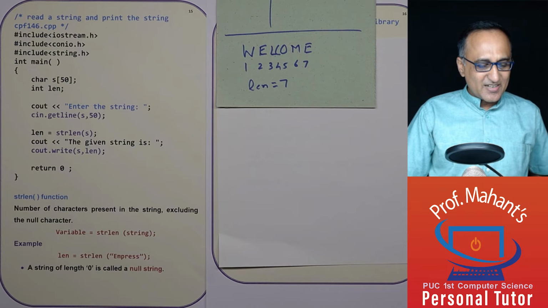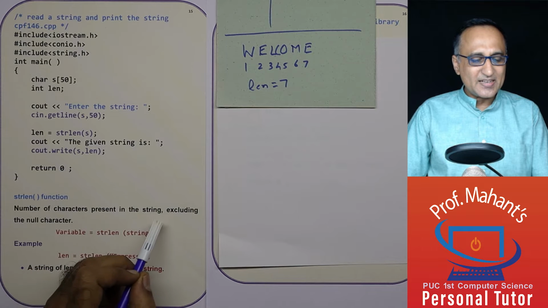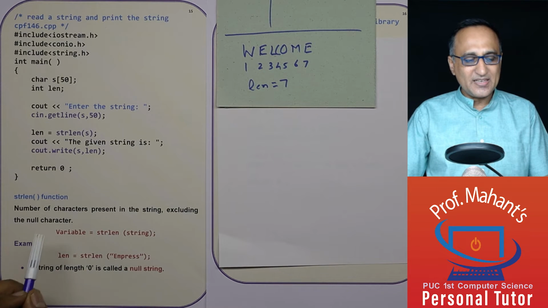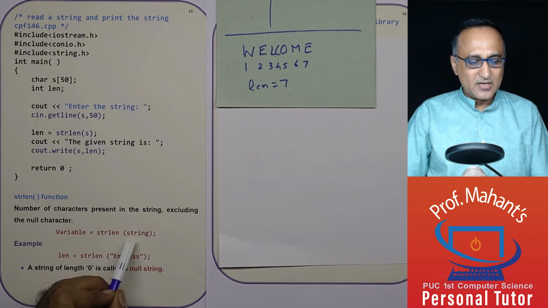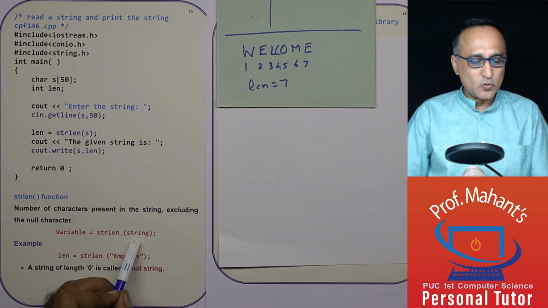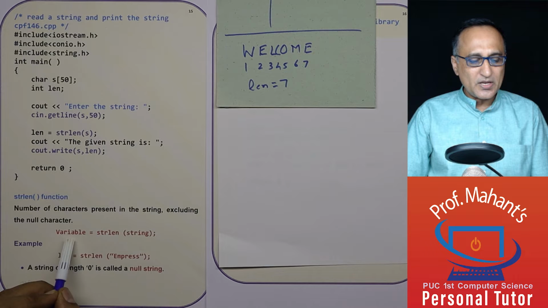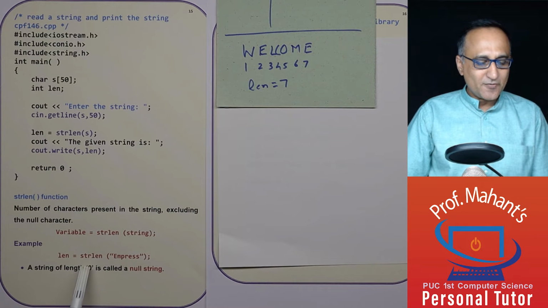Now, what is this string length? String length is a function which tells us how many characters are present in the string excluding the null character. So strlen is a function whose prototype is declared in string.h. I pass a string, which could be a variable or it could be double quote welcome and so on. It will calculate the length, and this has to be stored in an integer. So if I say length is equal to strlen of empress.